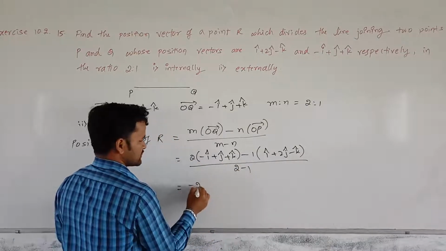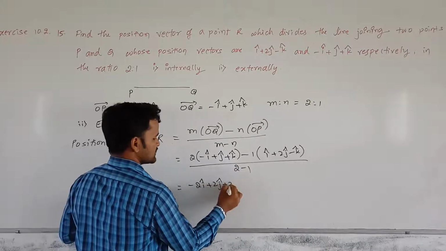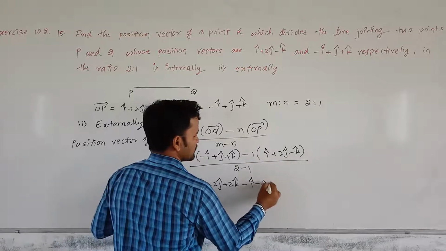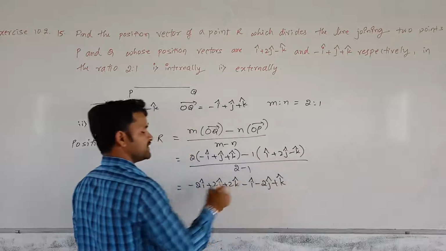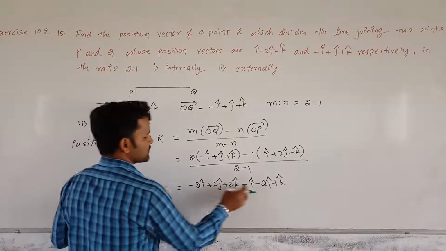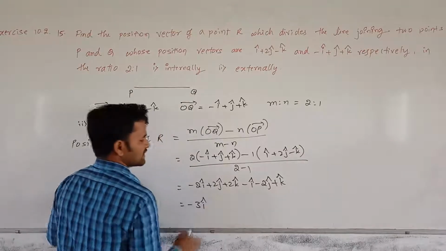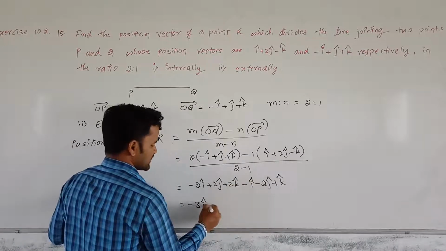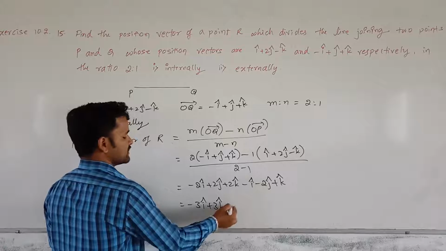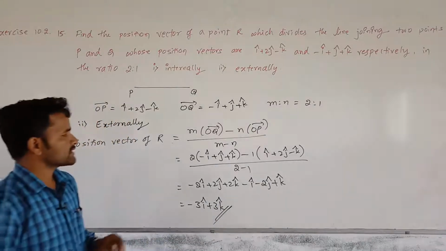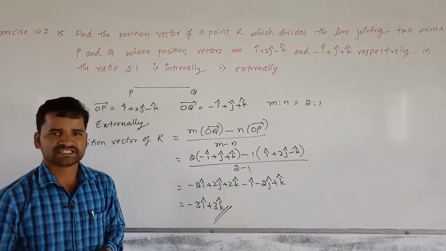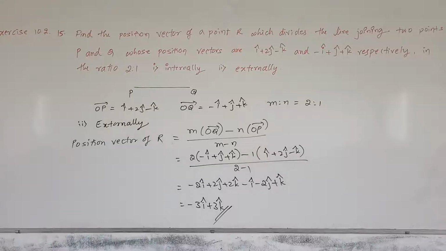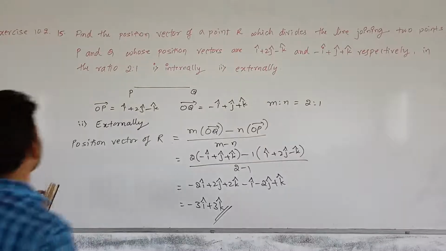2 will get multiplied with this: minus 2i plus 2j plus 2k, and this minus gets multiplied to all the terms: minus i minus 2j plus k, divided by 1. Okay. Minus 2i minus i is minus 3i, plus 2j minus 2j is 0, leave this part, plus 2k plus k is plus 3k. This is the position vector of point R when R divides PQ externally in the ratio 2:1. This is about problem number 15.